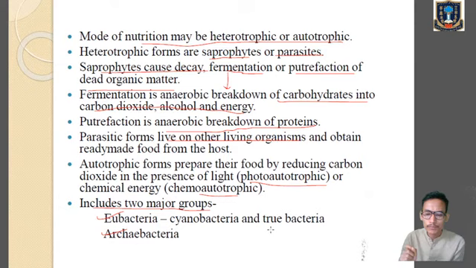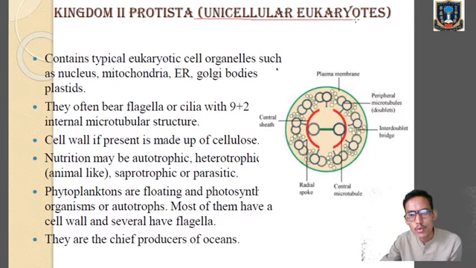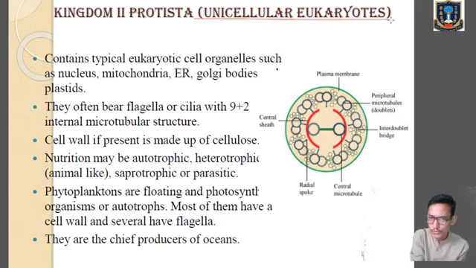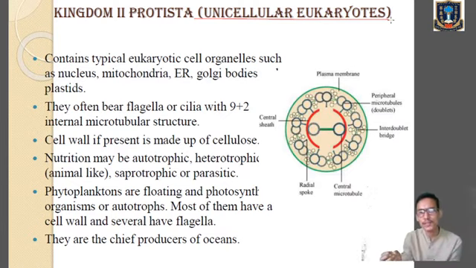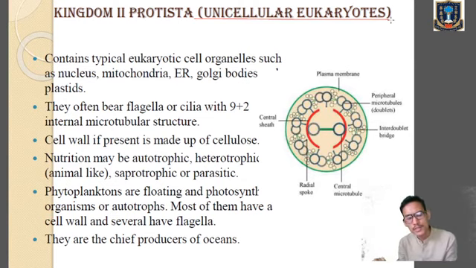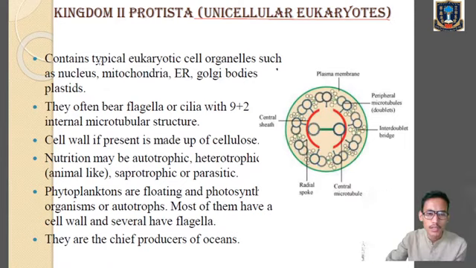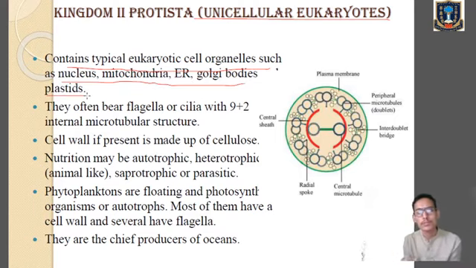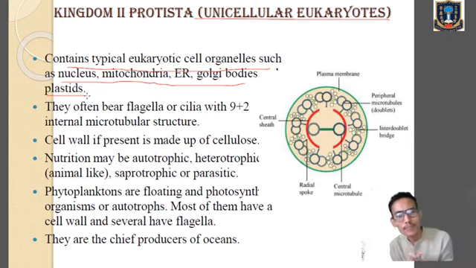Now we'll go with the second kingdom, kingdom Protista, also called unicellular eukaryotes. Kingdom Monera was totally unicellular. We don't find well-defined membrane-bound cellular organelles. But in case of unicellular eukaryotes or Protista, we will see the presence of membrane-bound cellular organelles. So just look at the first point. Protista contain typical eukaryotic cell organelles such as nucleus, mitochondria, ER meaning endoplasmic reticulum, Golgi body, and plastids. So the membrane-bound cell organelles which were missing in kingdom Monera are present in kingdom Protista.